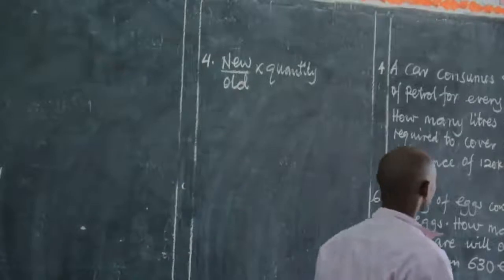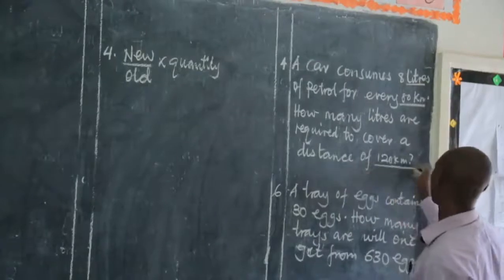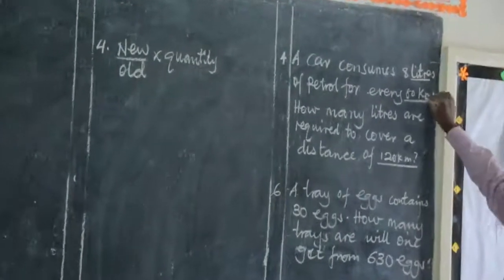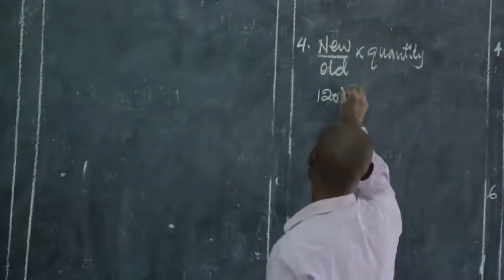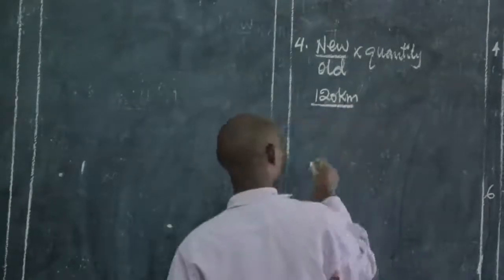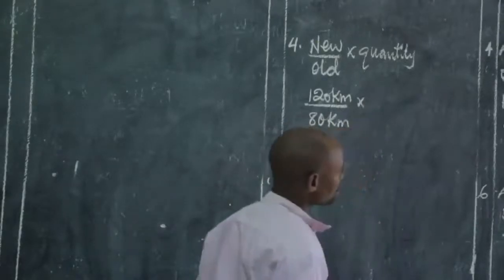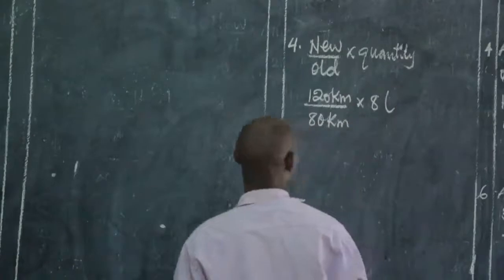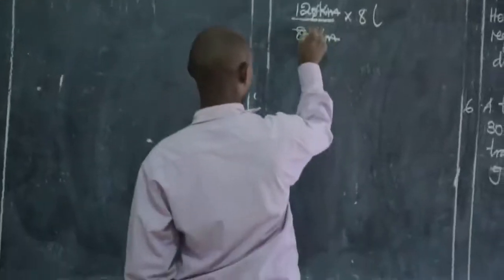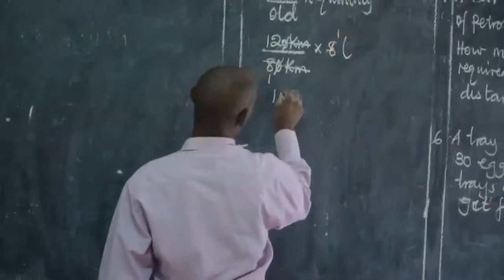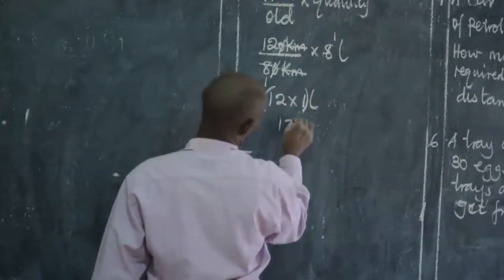So identify what has been given twice. We have liters, we have kilometers, then here again we have kilometers. So which one has been given twice? Of course, kilometers. So which one is new? 120 kilometers. We divide it by old, that is 80 kilometers. Then we multiply by the remaining quantity, which is 8 liters. So kilometers with the kilometers will go. This 0 will go with this. We can cancel by 8 once, by 8 once. So we have remained with 12 times 1 liter, which is going to give you 12 liters.